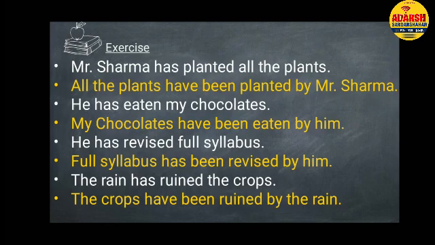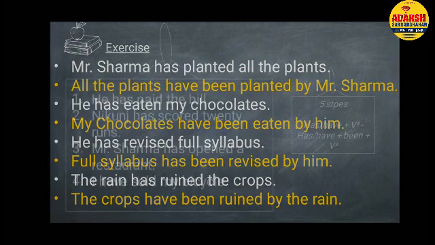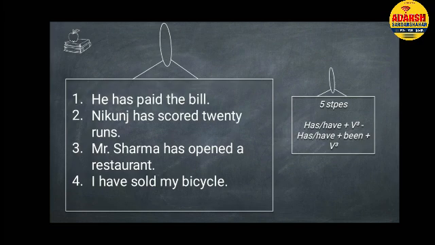I have an exercise for you also so that you could try it at home. Here you can see today's exercise, or should I say, a homework for you. First sentence: he has paid the bill. Second, Nikunj has scored 20 runs. Third, Mr. Sharma has opened a restaurant. Fourth, I have sold my bicycle. These four sentences you have to convert from active to passive.